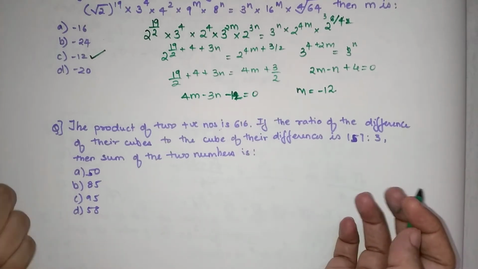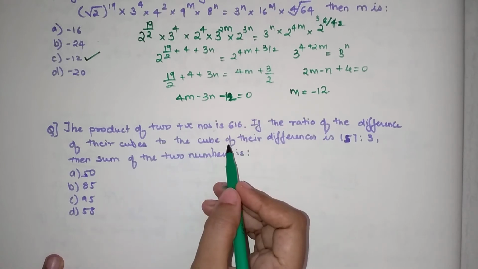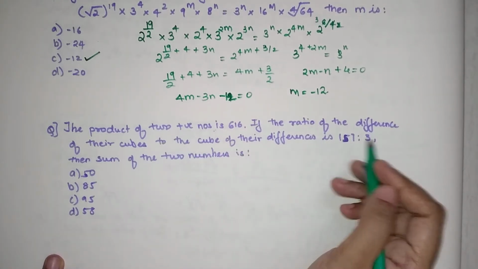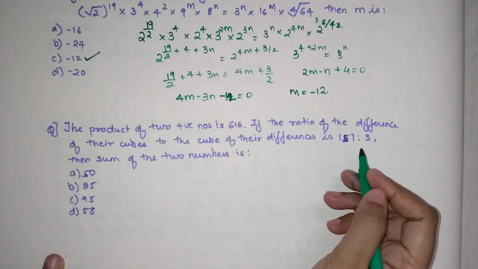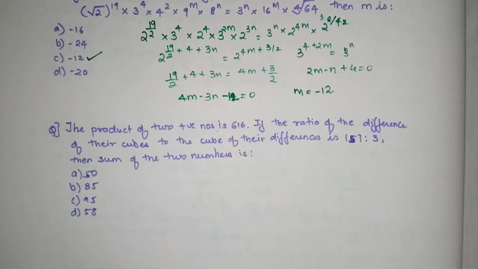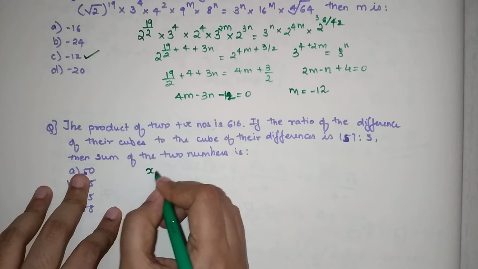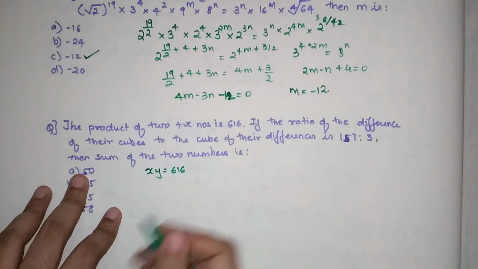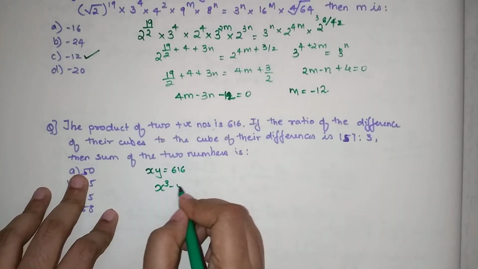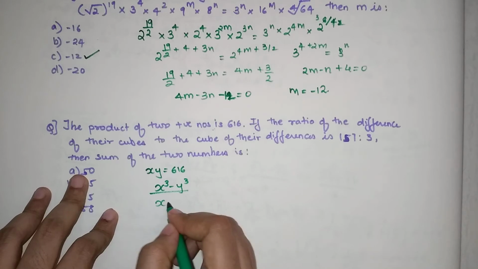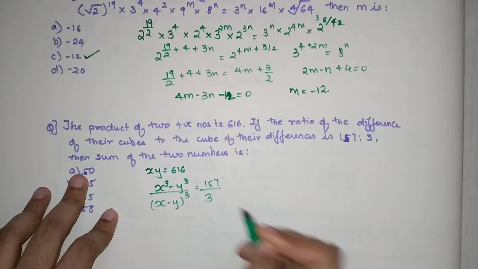So now the next question is saying the product of the two positive numbers is 616. If the ratio of the difference of their cubes to the cube of their difference is 157 is to 3, then the sum of the two numbers is. So here, let's take two numbers as x and y. So x into y is 616, and the ratio of the difference of their cubes, so x cube minus y cube upon x minus y the whole cube, is equal to 157 upon 3.